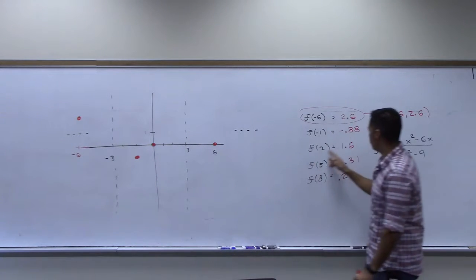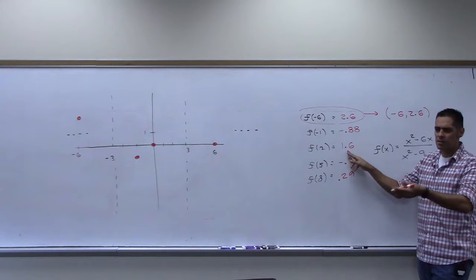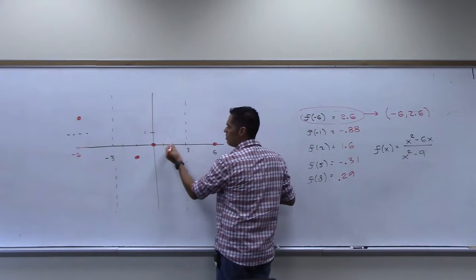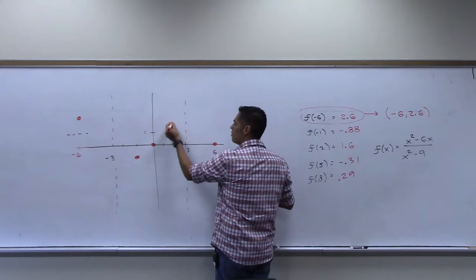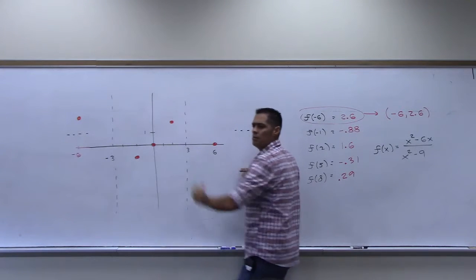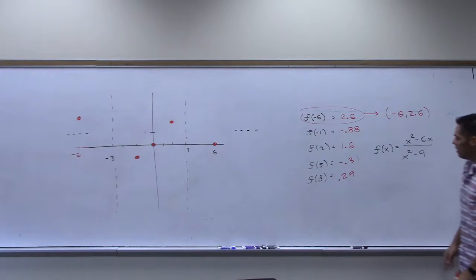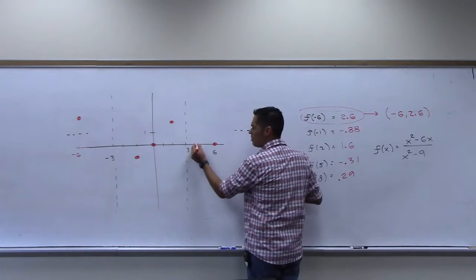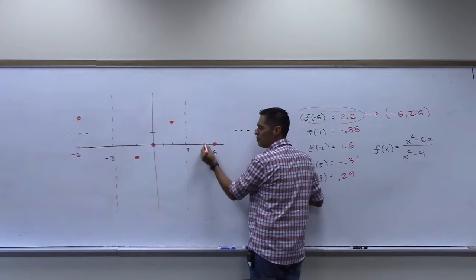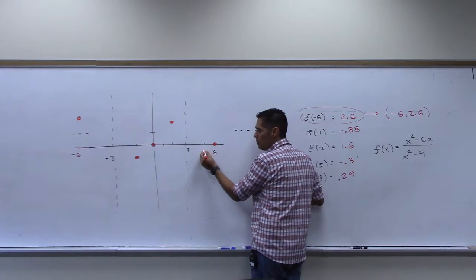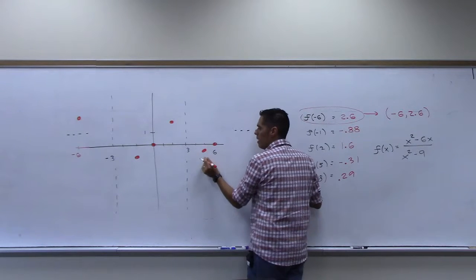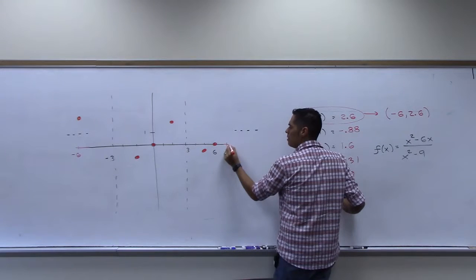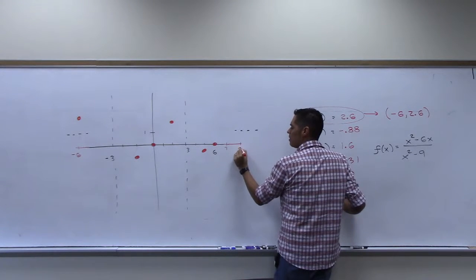And then at 2, I'm at 1.6 something. So at 2, that's 1, 2, I go up 1.6, somewhere around there. We good? And then at 5, I'm at -0.3. So here's 4, here's 5. Negative 0.3 just means down a little bit. So I'll put a point here. And then at 8, I'm at 0.29. So here's 7, here's 8, and I'm at 0.29.